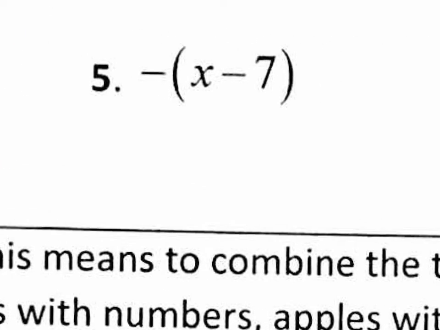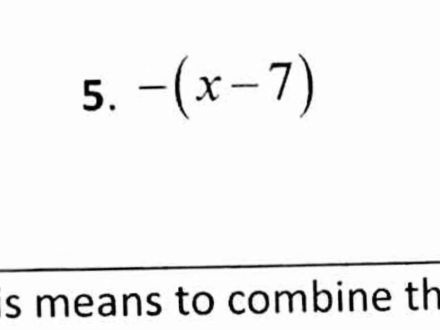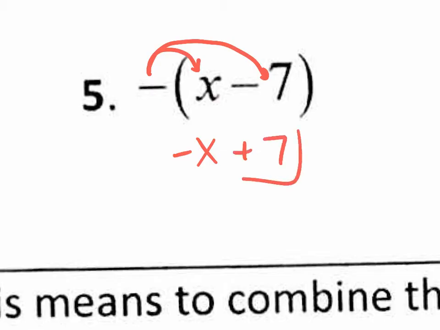Number 5. That one's interesting because it's just a minus sign. Now, if you were to distribute the minus sign and put it in front of the x, it's going to say a minus x. And you put that minus sign in front of that 7, it'll say minus minus 7. And what happens with the minus minus 7? Plus 7. That's right. There's your answer.